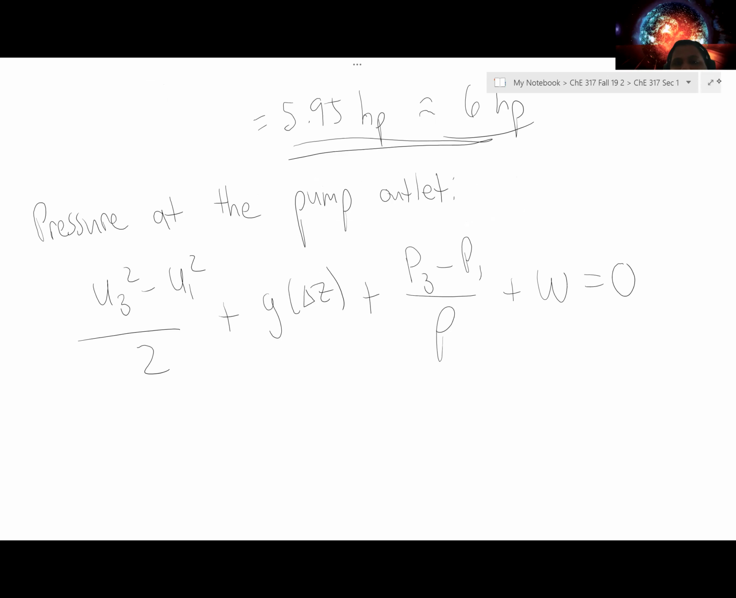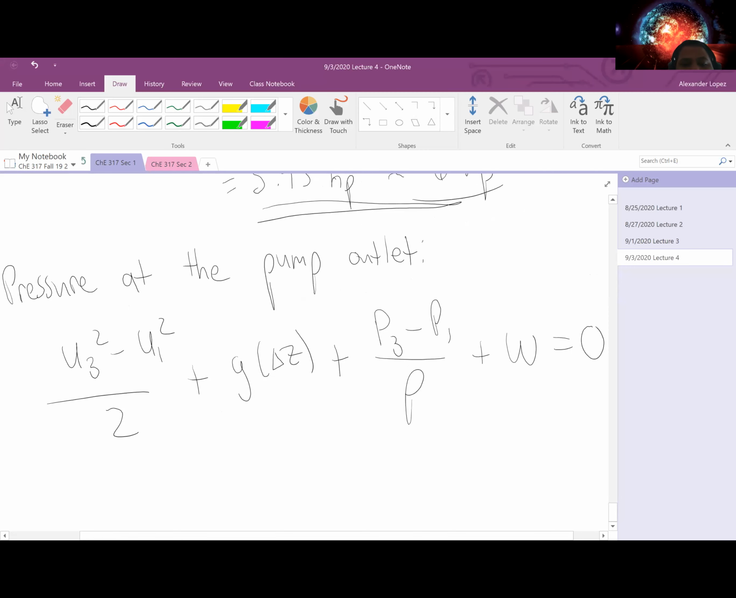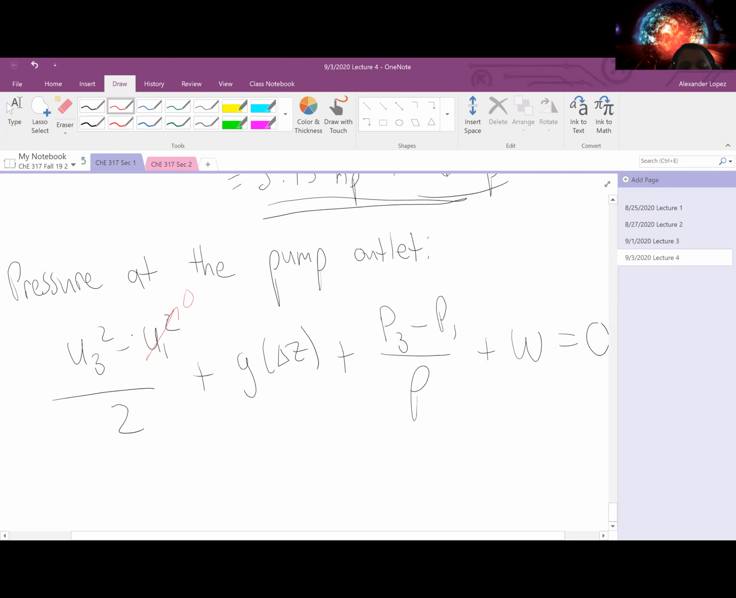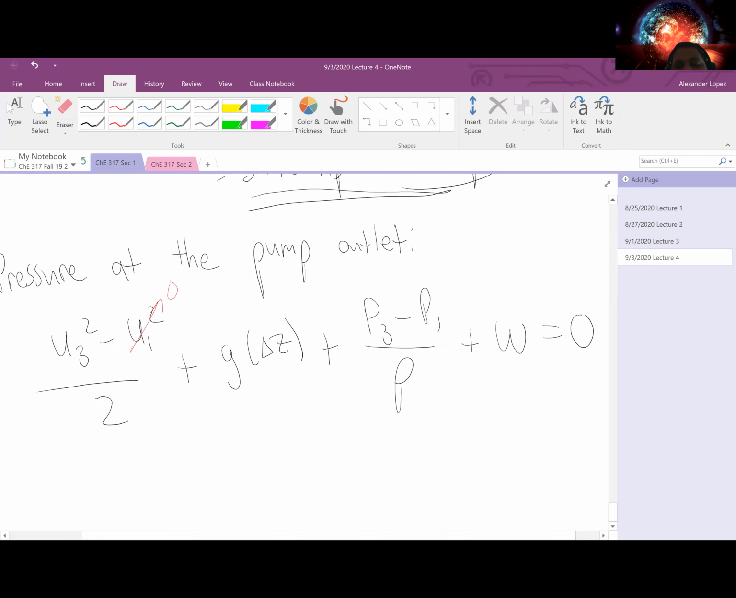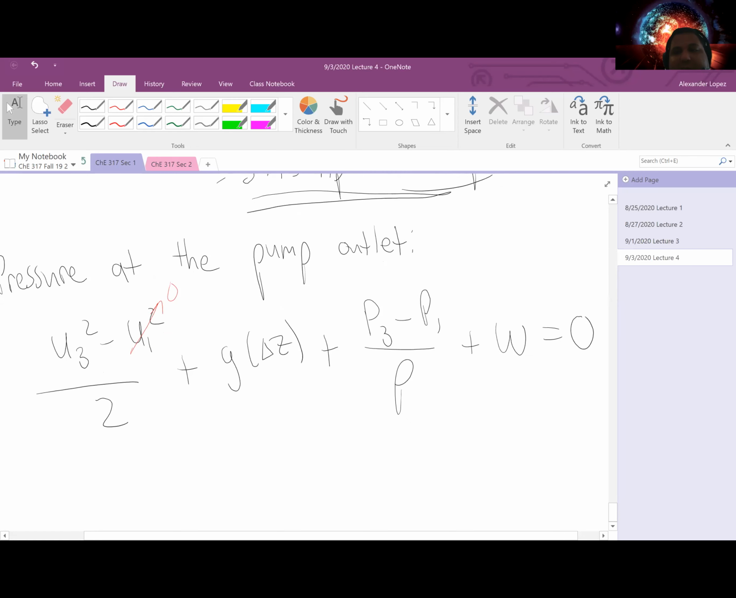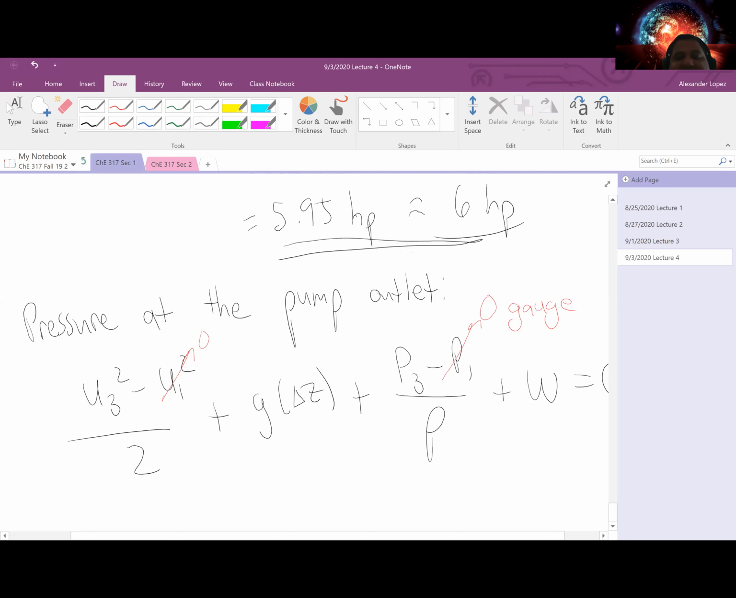Now, once again, I would say my velocity 1 is negligible. What I can also say is, if I want to assume once again that pressure 1 is going to be open to the atmosphere, I can then say P1 is 0 gauge pressure, and I'm going to do these calculations looking at gauge pressure. Now the delta Z is tricky.